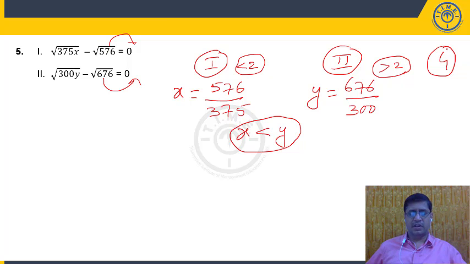Am I right? What is the comparison here? No need to simplify. Just look: one value is less than 2, the other value is more than 2. More than 2 is greater than less than 2. That is the right choice, option number 4.